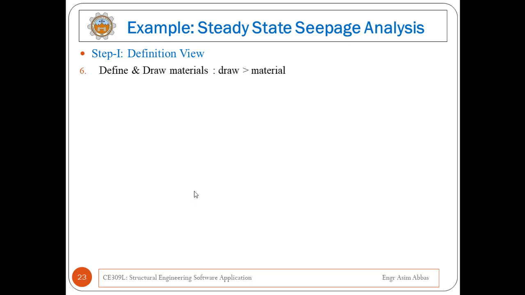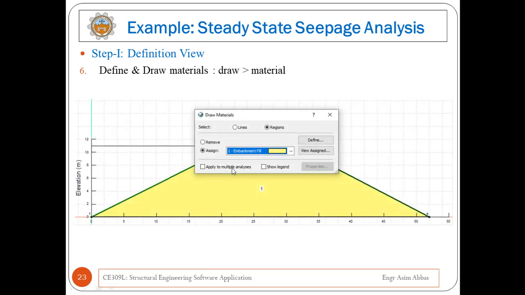Okay, once the material is defined, then we will draw the material. For that, go to draw, then click on the materials. So this window will appear. From here we will choose the embankment fill material, and we will assign that material to the particular area.